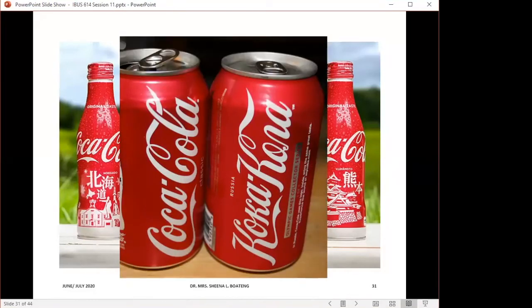This is Coca-Cola from Russia. You can see that the can even has Russia written on it. If you say Coca-Cola in Ghana here, someone would think that you are making a mistake, but it is actually the name of the drink in the country. The official name of the drink is Coca-Cola in Russia.